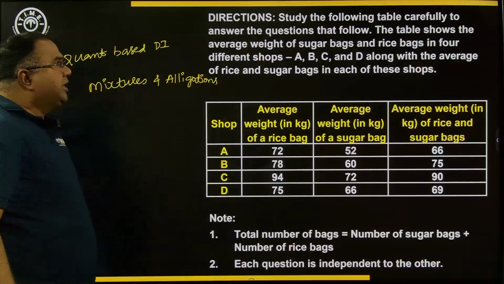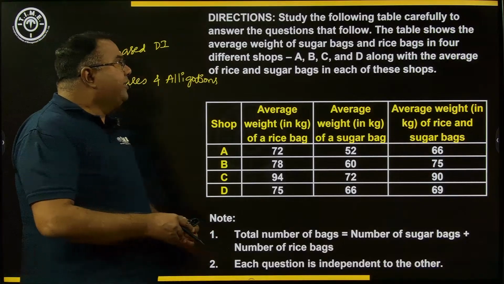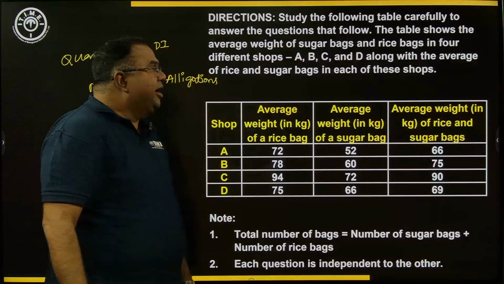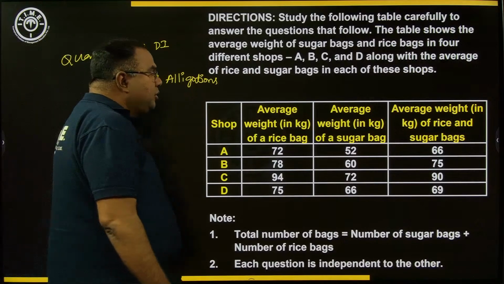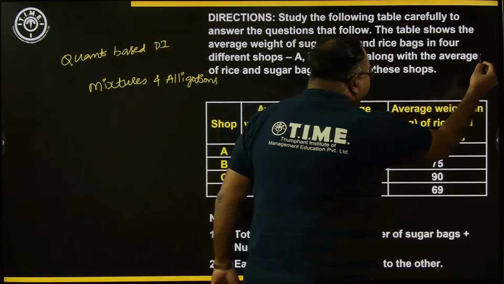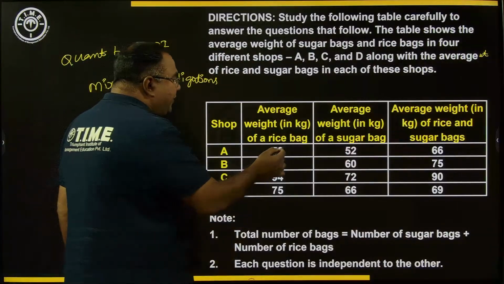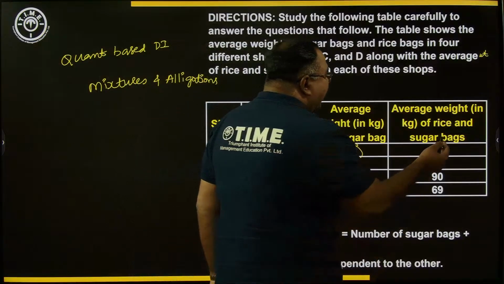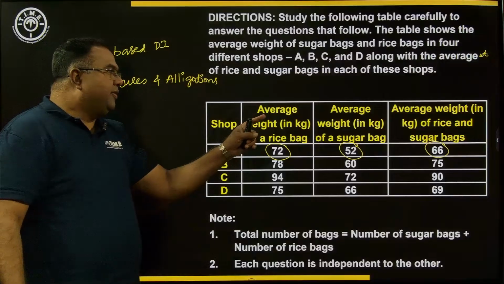Now, if you see here, study the following table carefully to answer the questions that follow. The table shows average weight of sugar bags and rice bags in 4 different shops, A, B, C, D, along with the average of rice and sugar bags in each of these shops. So this is average weight of rice bag, this is average weight of sugar bag in kgs, and this is average weight in kg of rice and sugar bags, total put together.